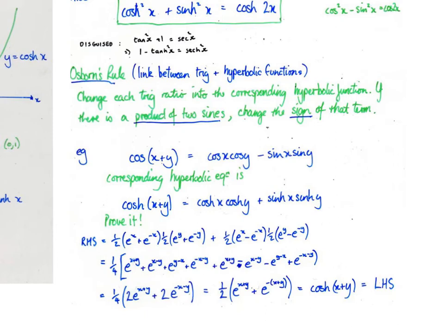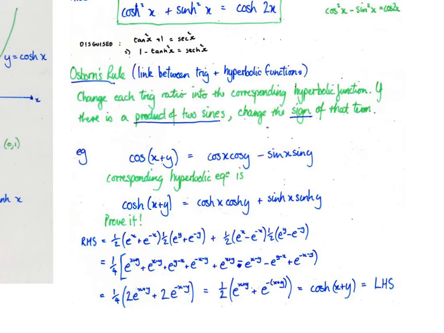And so eventually we get a quarter upon 2e to the x plus y plus 2e to the minus x minus y, which is a half upon e to the x plus y. And this factorizes as minus x plus y as your power of e. And that is just the cos of x plus y. And so we've proved that the right-hand side equals the left-hand side.